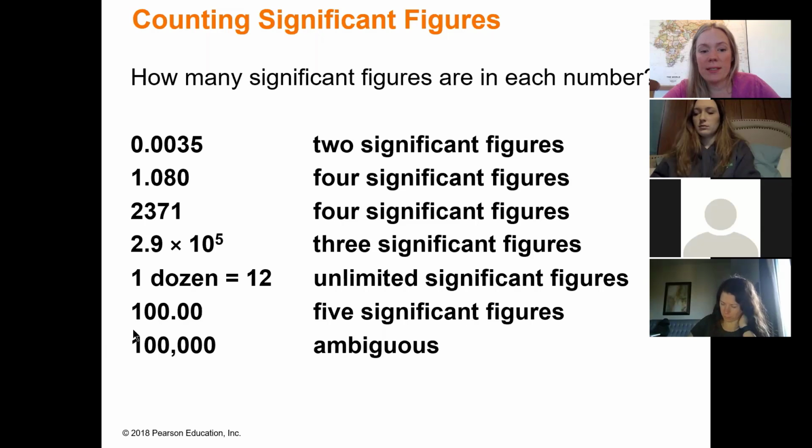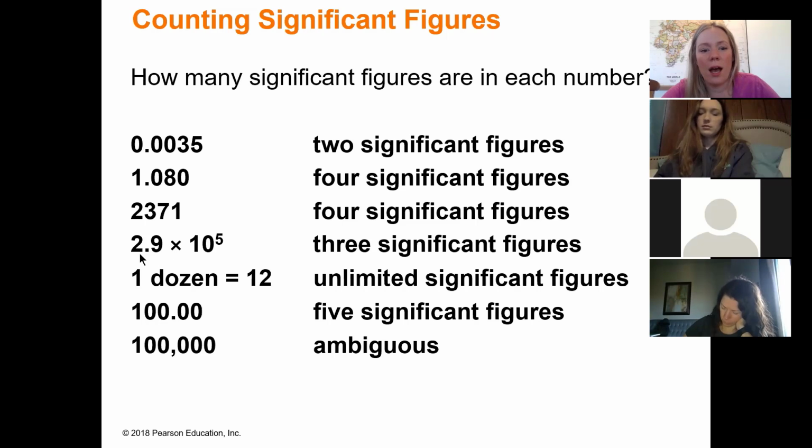So this last one here is that ambiguous thing. There's no decimal here. I can't read how many of these zeros are significant. I don't know. So the only thing I can go off of is the 1. So the 1 is significant. Everything else written like this, I can't explain if it's significant or not.